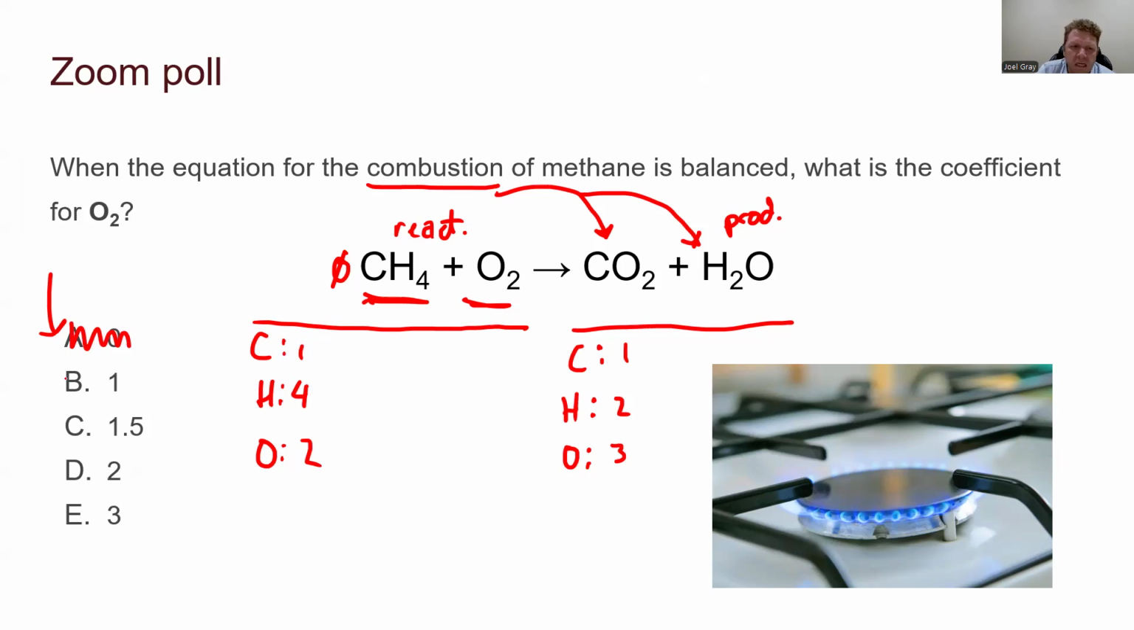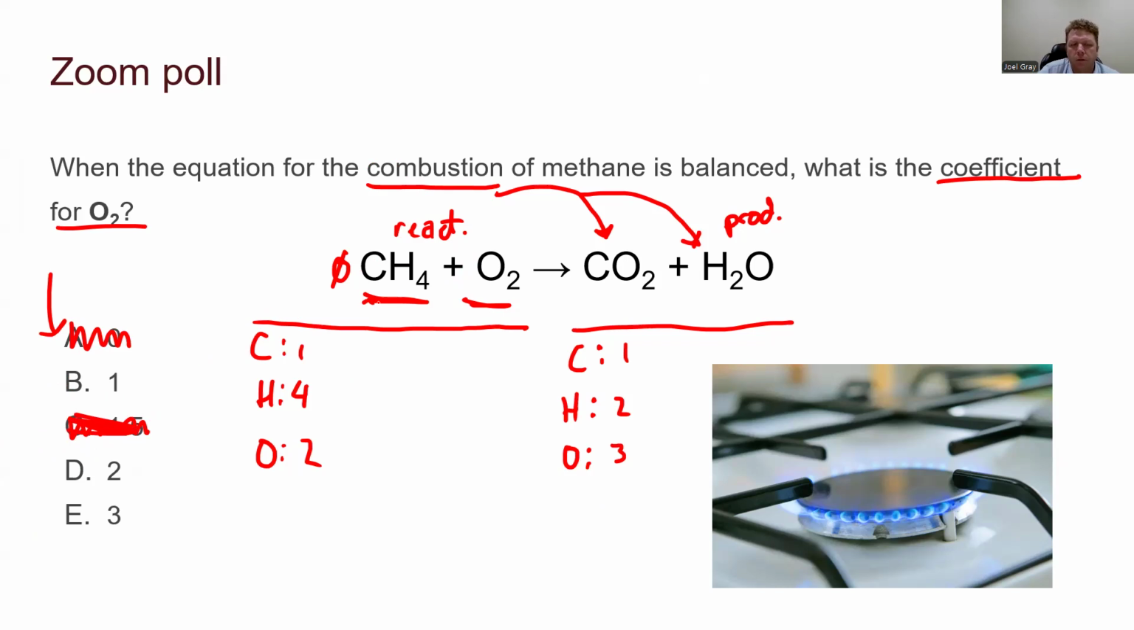So for the person who answered A, I apologize, but that is not correct. Okay, so now we've got B through E: 1, 1.5, 2, and 3. The question is really what's the coefficient in front of O2? So is it 1, 1.5, 2, or 3? Now, this C, 1.5, we can cancel that out. The reason we can cancel that out is whenever we're balancing a chemical reaction, we always want to use whole numbers. So 1.5 is out.